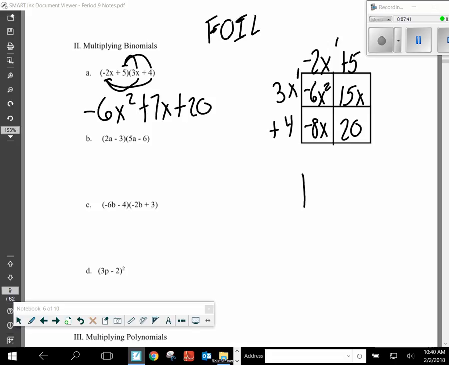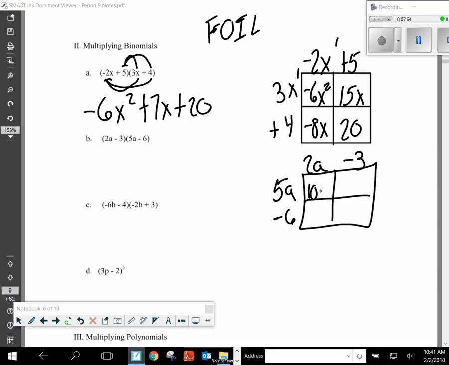So I'm going to require you to make the boxes yourself. So let's make another one. So I have 2a minus 3. Notice I have that negative with a 3 there. And 5a minus 6. 5a times 2a is 10a squared. Don't forget that squared. 2a times negative 6 is negative 12a. 5a times negative 3 is negative 15a. Negative 3 times negative 6 is positive 18. Combine like terms. Notice I have negative 12a and negative 15a. So I start with my quadratic term of 10a squared minus 27a plus 18.